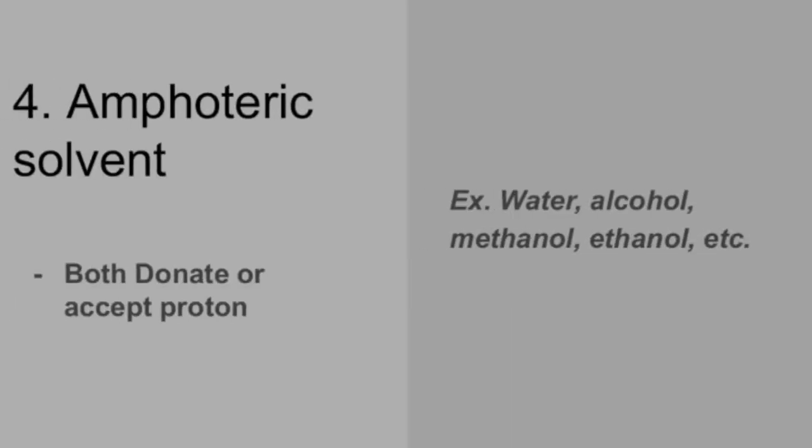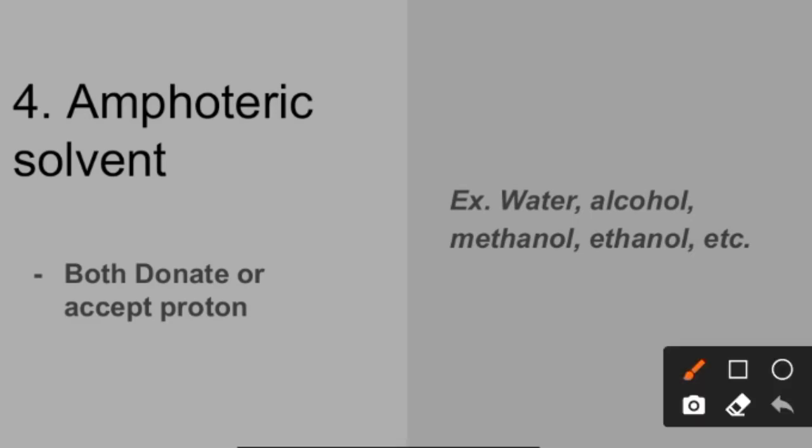Last type of non-aqueous solvent is amphoteric solvent. As the name indicates, amphoteric means the solvents have the property to donate or accept the proton. They either donate or accept the proton and are used to dissolve both acidic as well as basic analytes. Examples are alcohols, methanol and ethanol. Here water is not an example. Only alcohols, methanol, ethanol are amphoteric solvents which have the property to donate as well as to accept the protons.